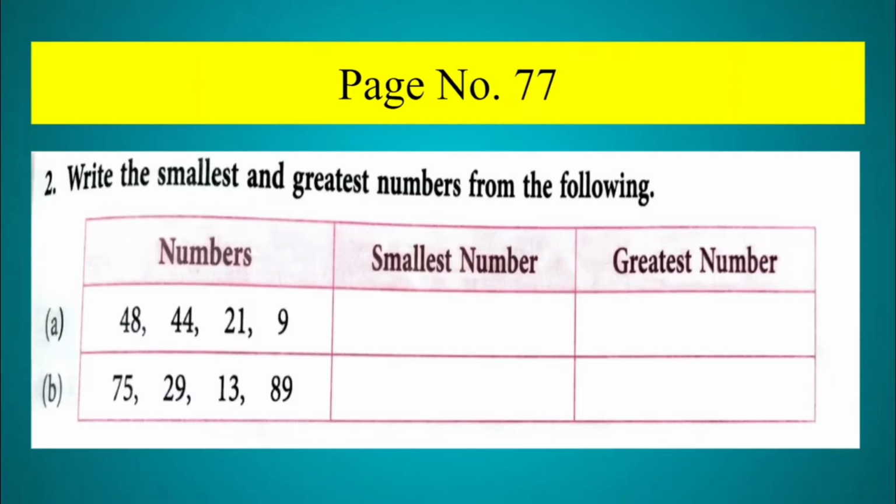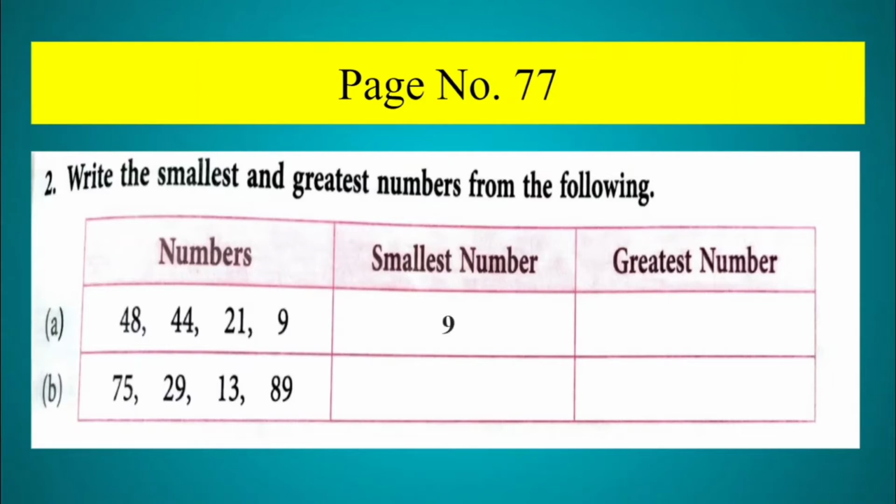So here in A part we are given 4 numbers. The numbers are 48, 44, 21 and 9. So we have to write here the smallest number and greatest number in these columns. So which is the smallest number here?